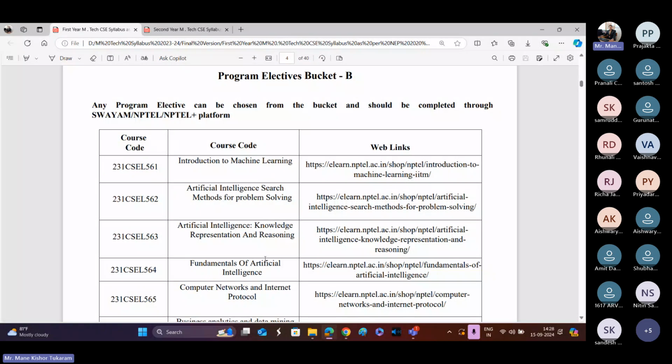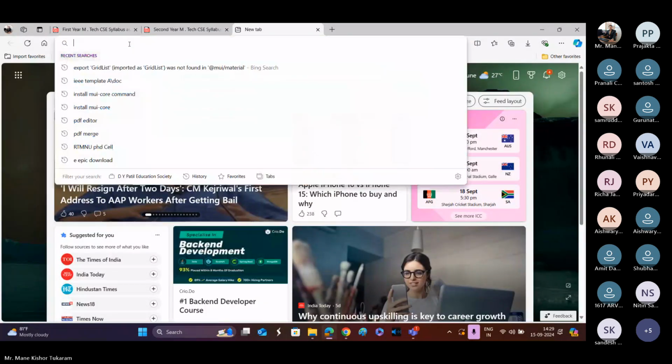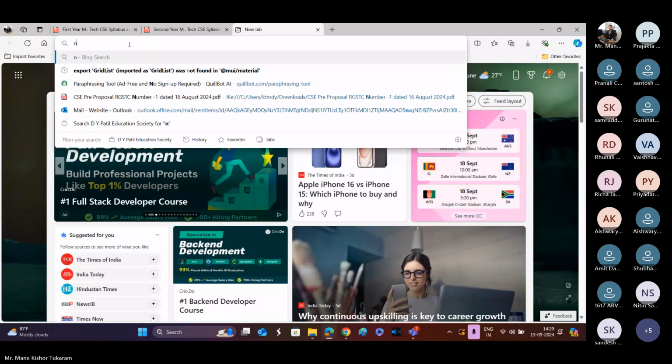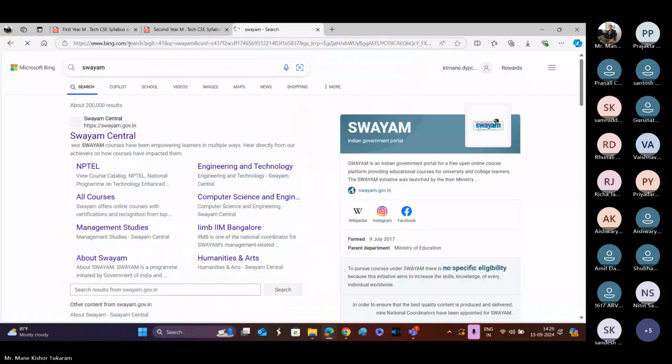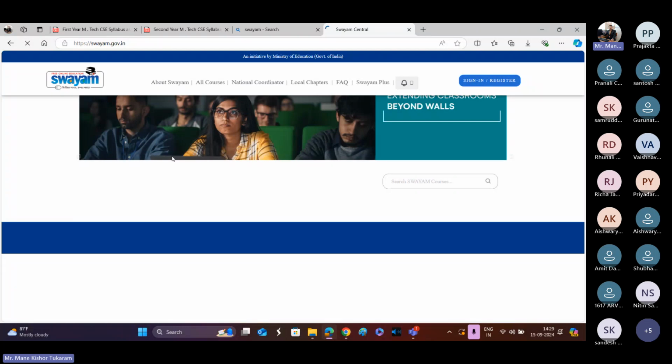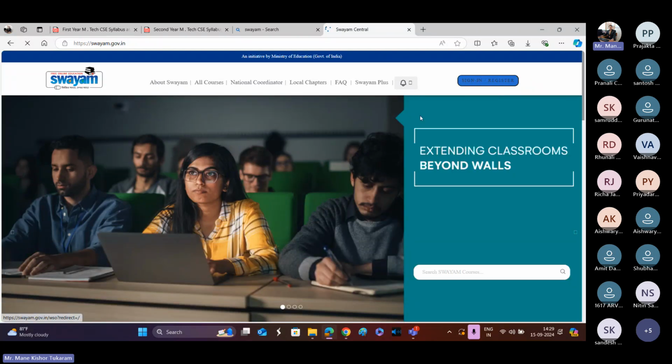So what is the concept of the NPTEL or SWAYAM courses? I will just show one particular NPTEL or SWAYAM course, then only you will be able to recognize the benefit related to these particular subjects or NPTEL courses. I will just show the overview of how the structure is, which website we have to search, and how to get onto that website.